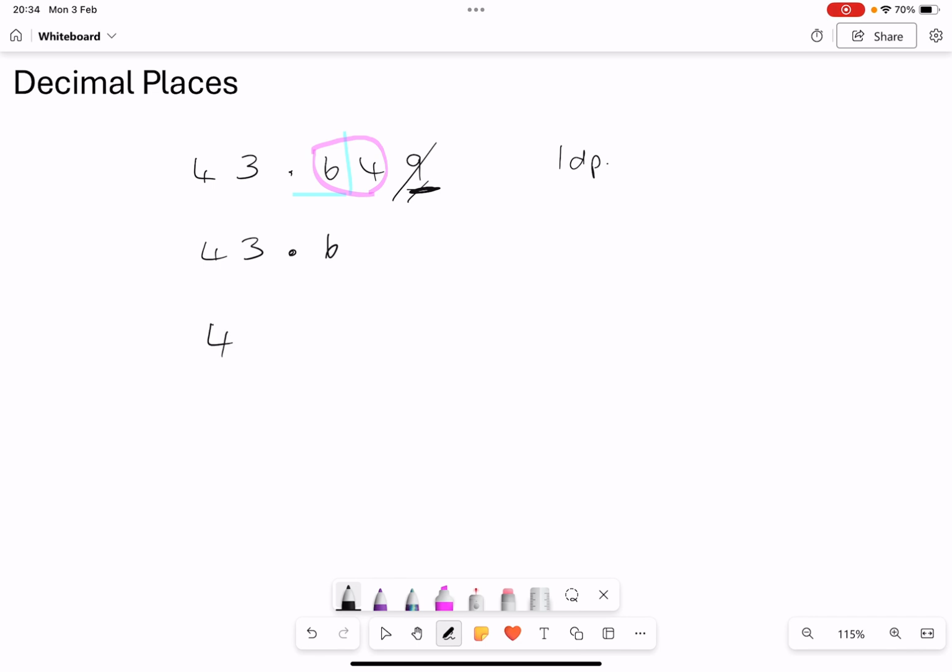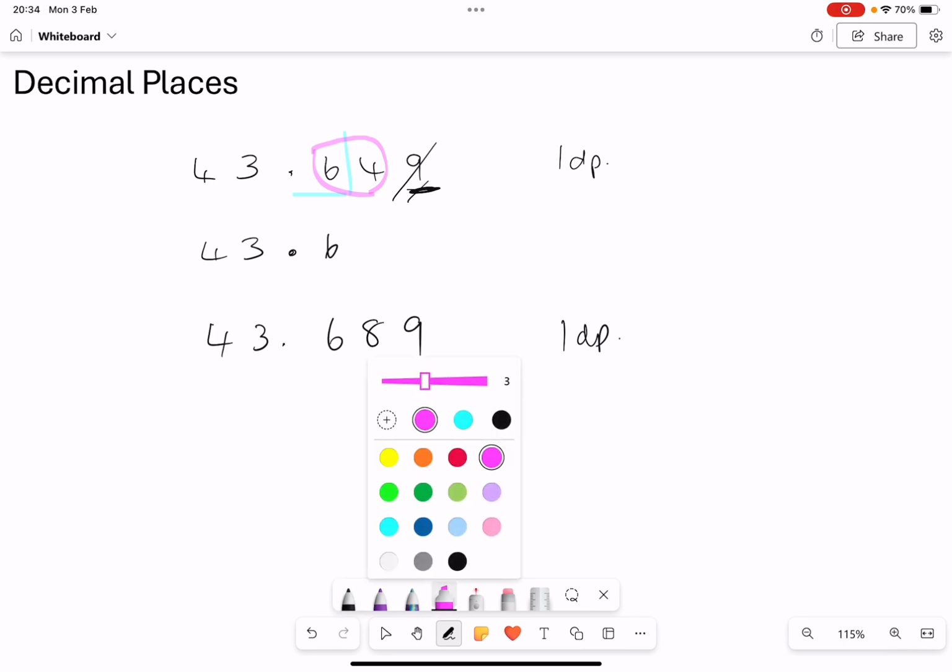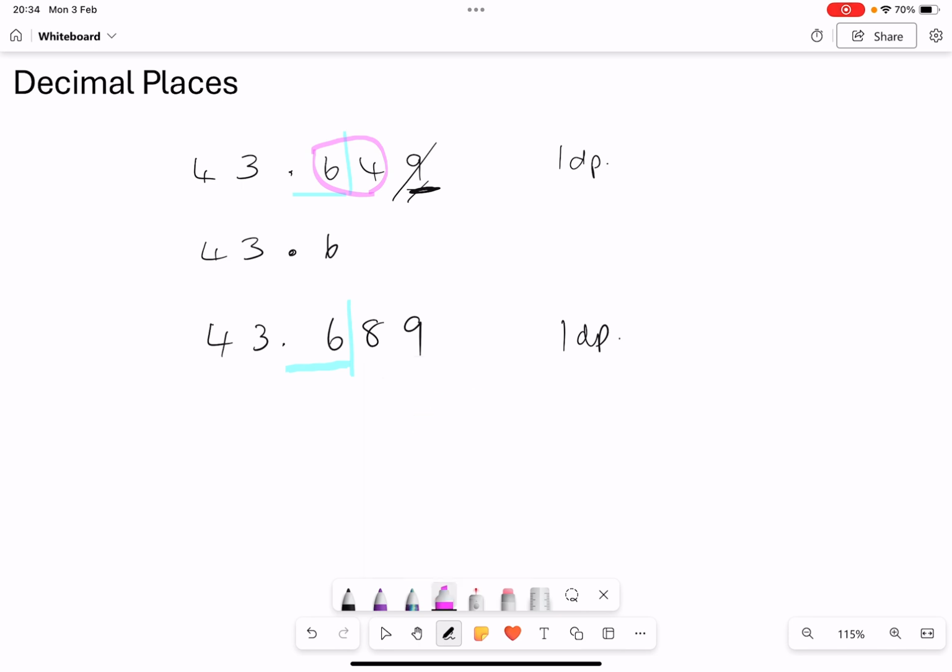If, on the other hand, I had 43.689 and I wanted to round that to 1 decimal place, so I've got my decimal and I've got 1 place after it, then I cut off, but I'm interested in that number and the number next to it. 43 stays the same because it's before the decimal. My 6 is now followed by an 8, and the 8 is higher than a 5, so that 6 will get rounded up to a 7.